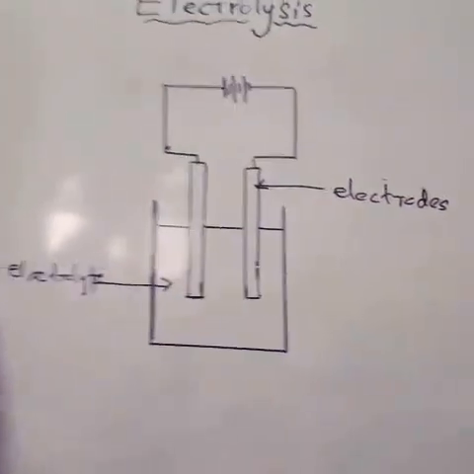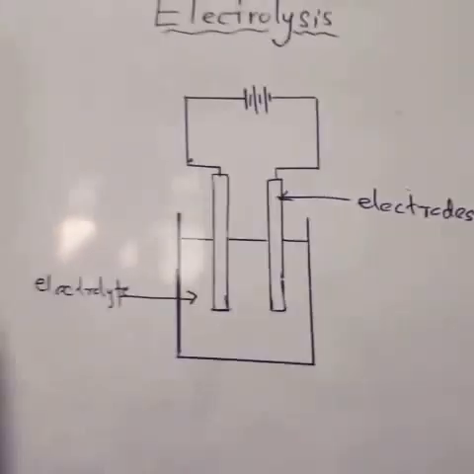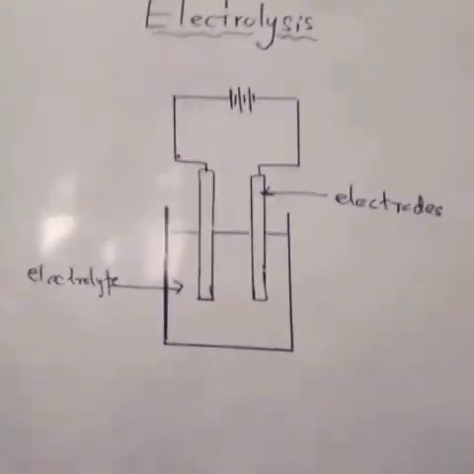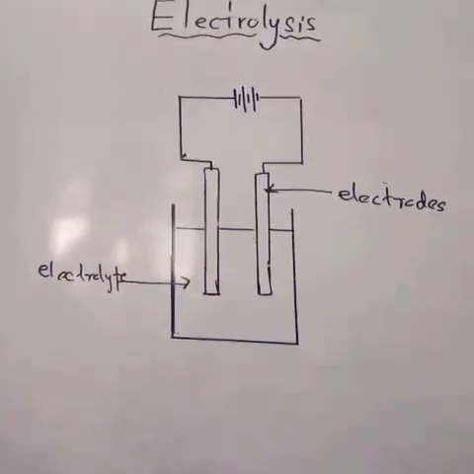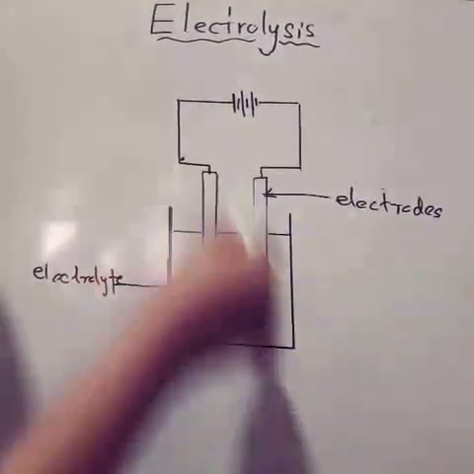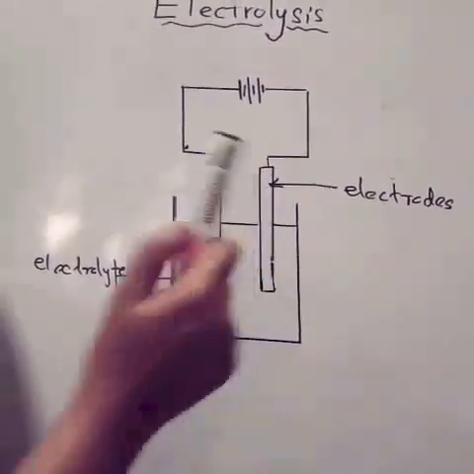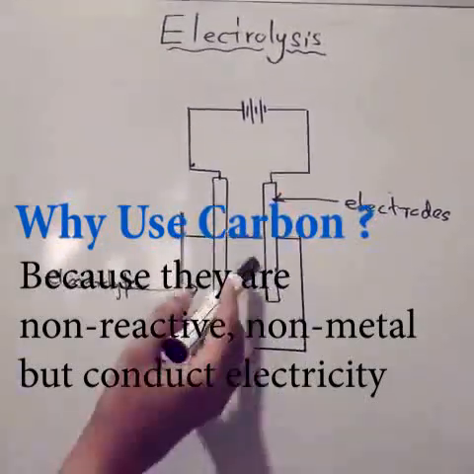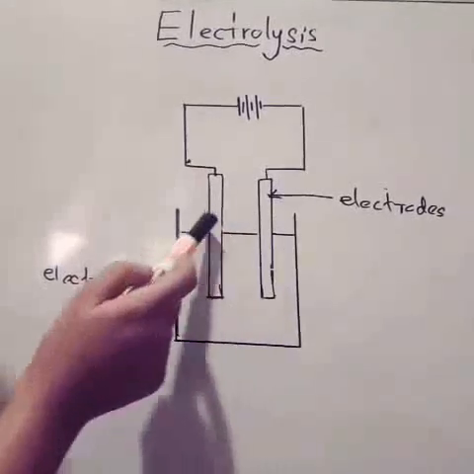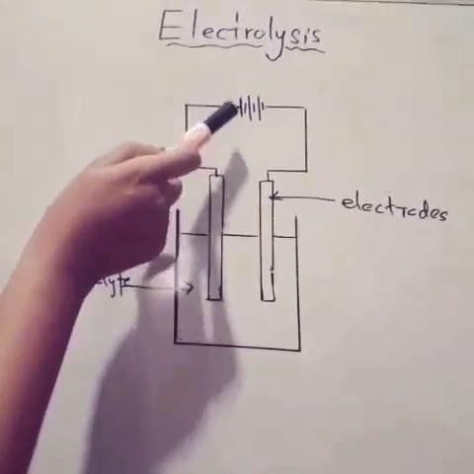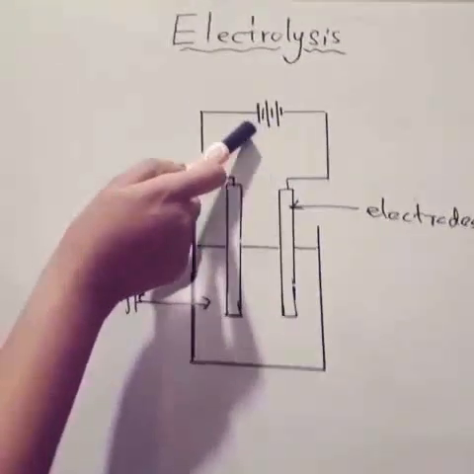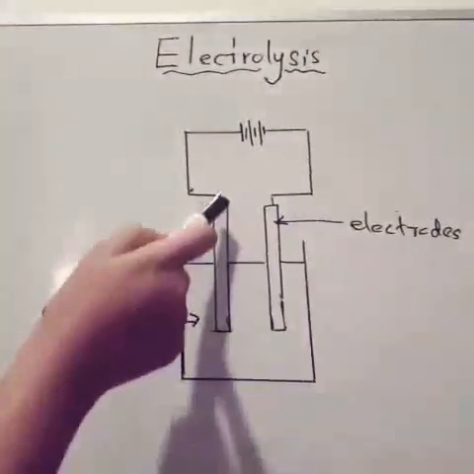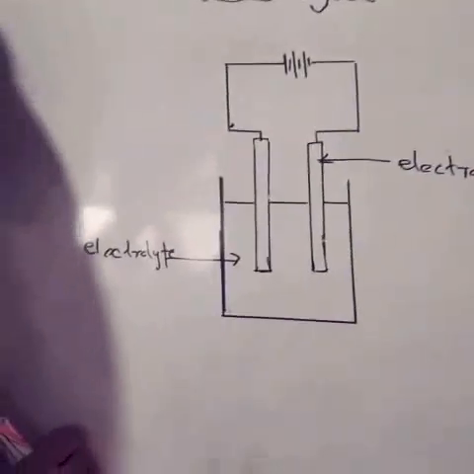These electrodes are graphite electrodes. Graphite means carbon. Here we don't use any metal to supply the electricity to the electrolyte. We use carbon because it is a non-reactive non-metal but conducts electricity. Then these two electrodes are connected to a direct current supply. This is the battery here, the direct current supply. These are the wires and this is the overall setup.